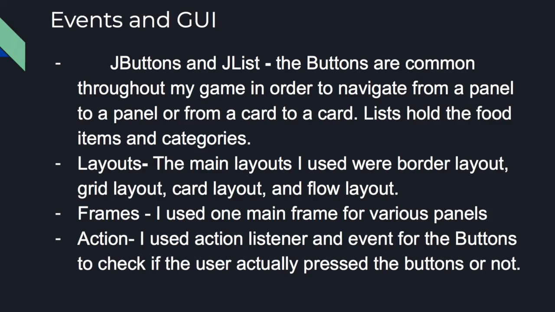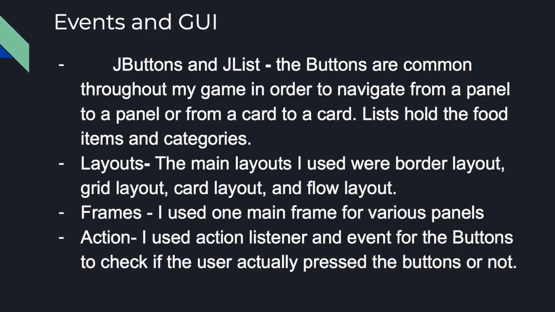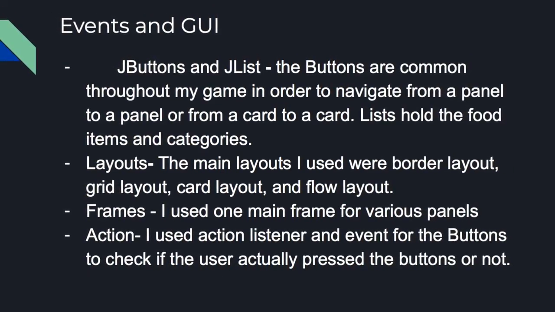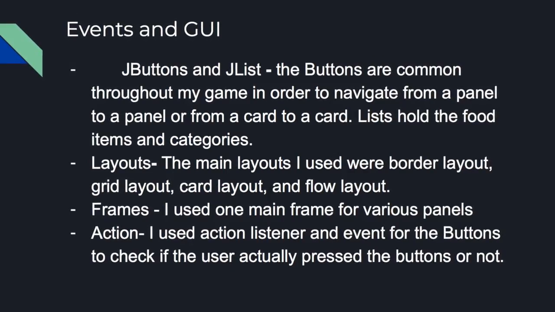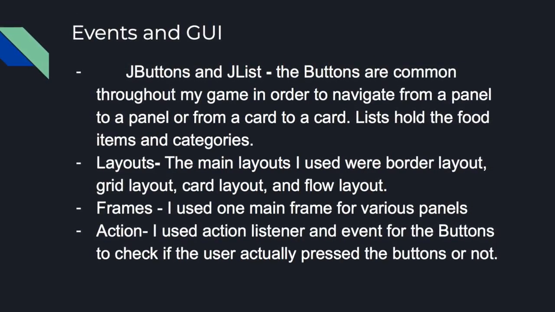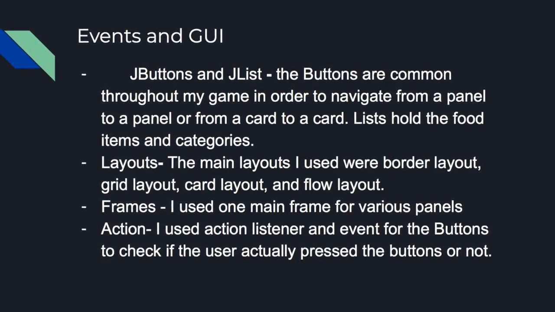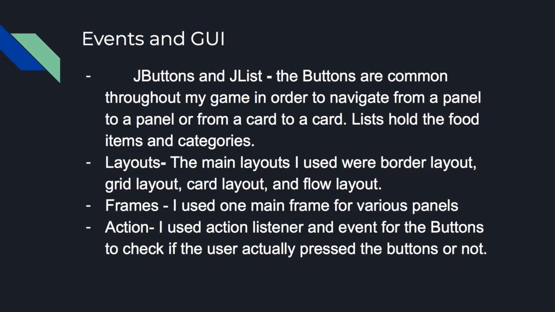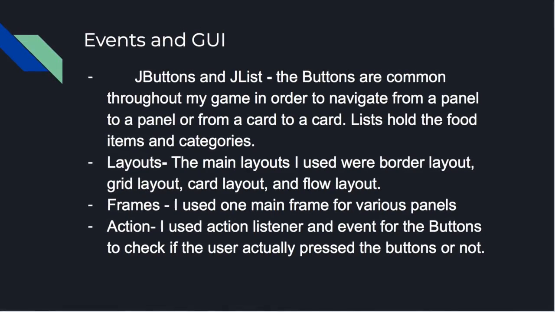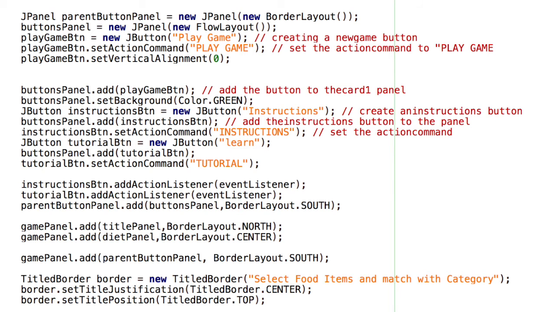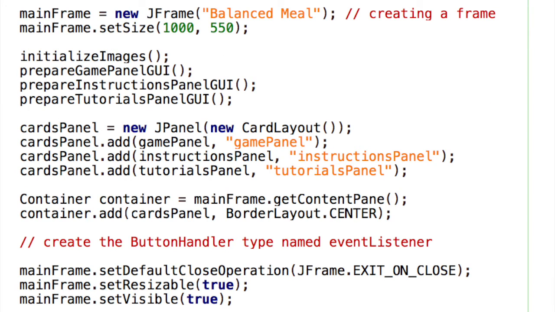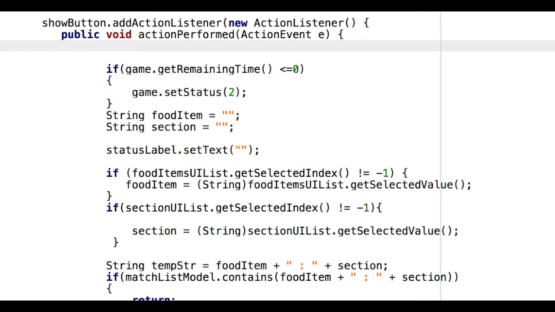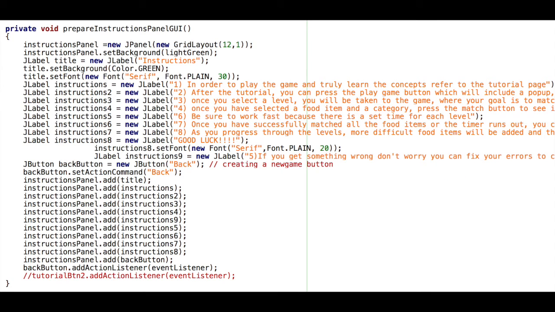For the GUI interface, I used JButtons and JList. The buttons are common throughout my game in order to navigate from a panel to a panel or from a card to a card. The JList that I used holds the food items and categories on the main game panel. For the layouts, I used a mixture of border layout, grid layout, card layout, and flow layout. For border layout, I used it to organize the main panel and the tutorial panel, the grid layout for the game panel, the card layout to navigate more efficiently, and flow layout for the various buttons.